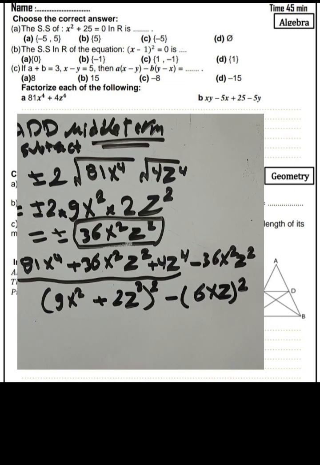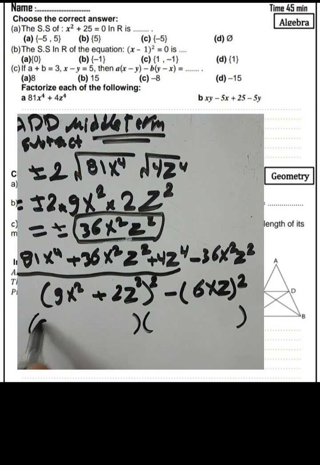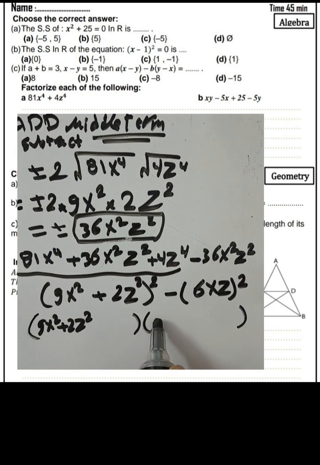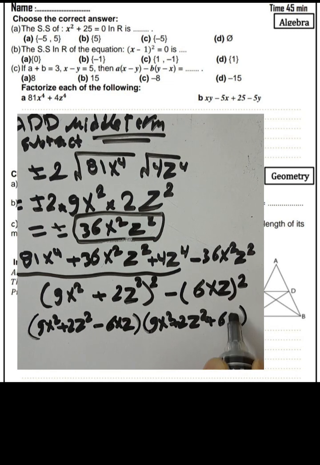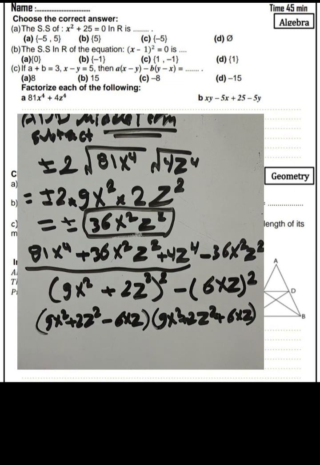And then you can complete this expression by factorizing the difference between the first expression power 2 and the second expression power 2. Right, here 9x power 2 plus 2z power 2 minus 6xz, and write again 9x power 2 plus 2z power 2 plus 6xz. It's the last result of this example.